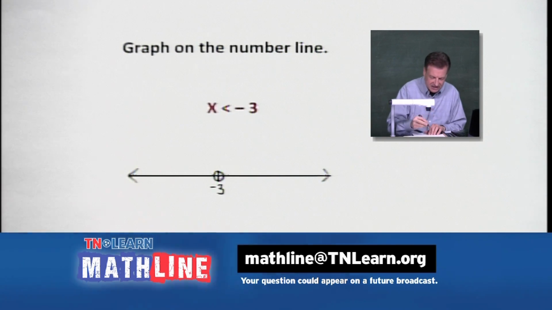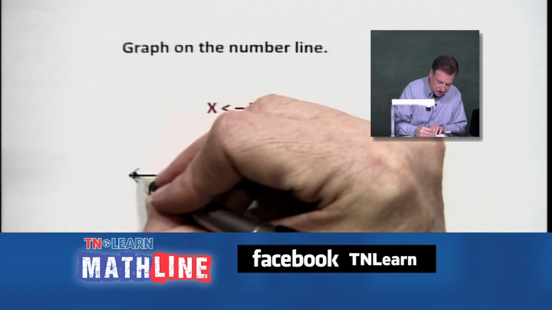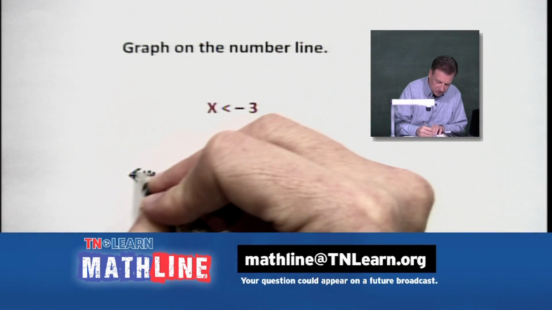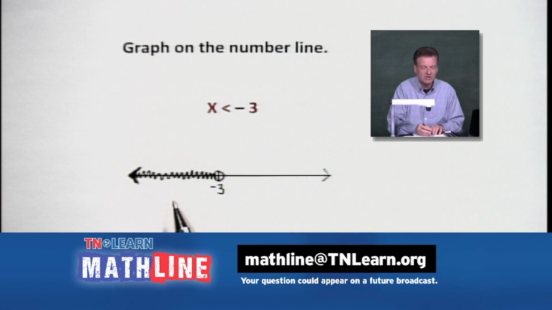All right, so let's see. Less than, we're looking for numbers that are smaller. Numbers that are going to the left on the number line. So let's shade off to the left, and we will darken our arrow right there, which says it keeps going, keeps going. There are a lot of numbers there.